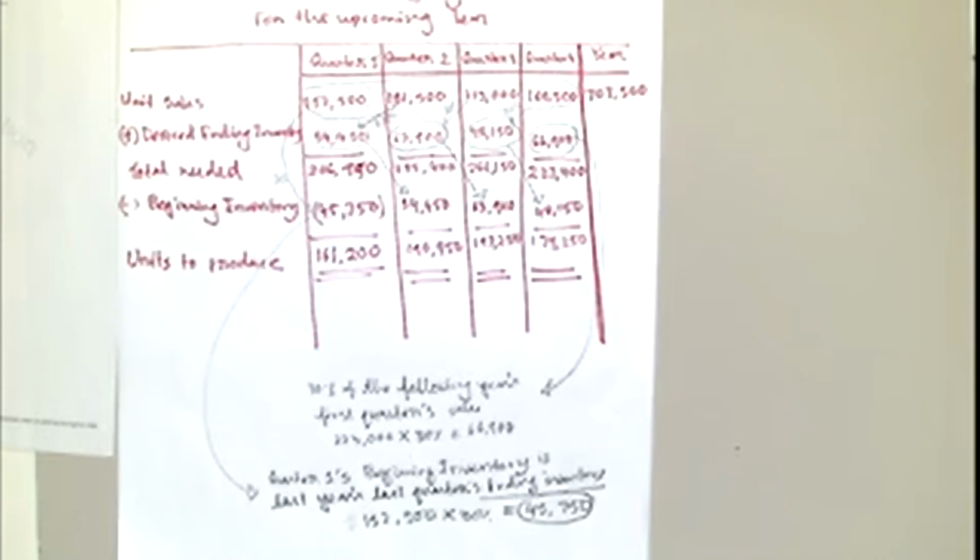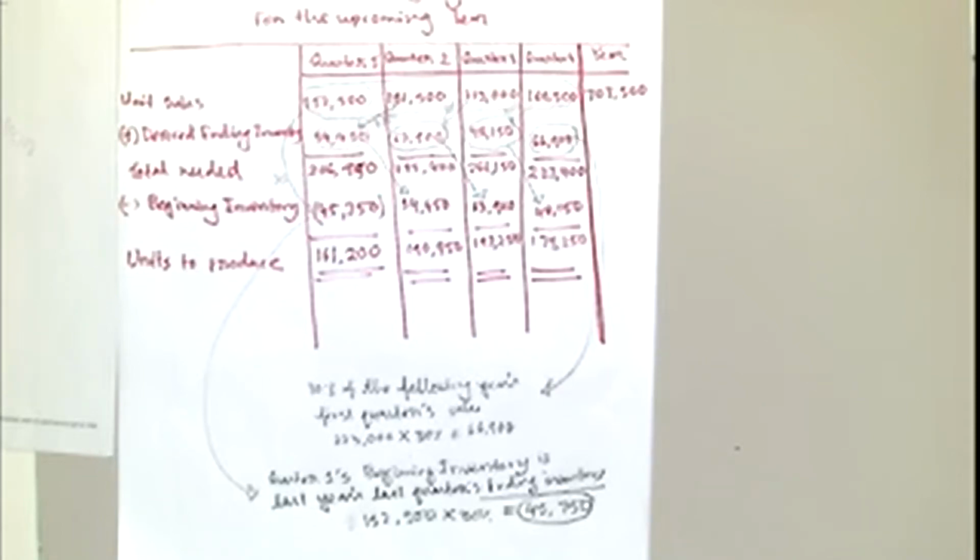Now, another tricky part. Ending inventory for the entire year. For the entire year's ending inventory, can you add all these? Will it make any sense? No. Adam, what will be your ending inventory here? I don't know. It should be your last quarter's ending inventory, right?